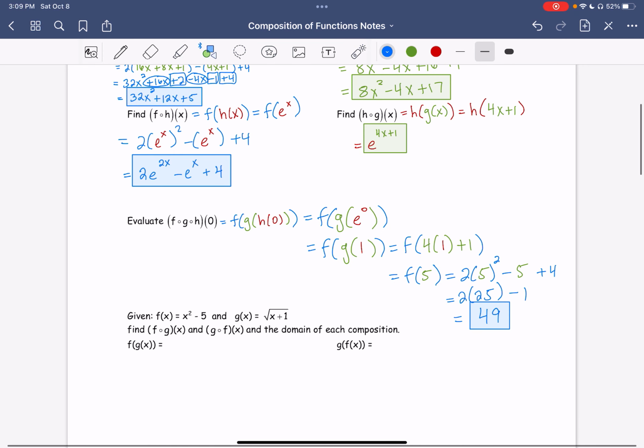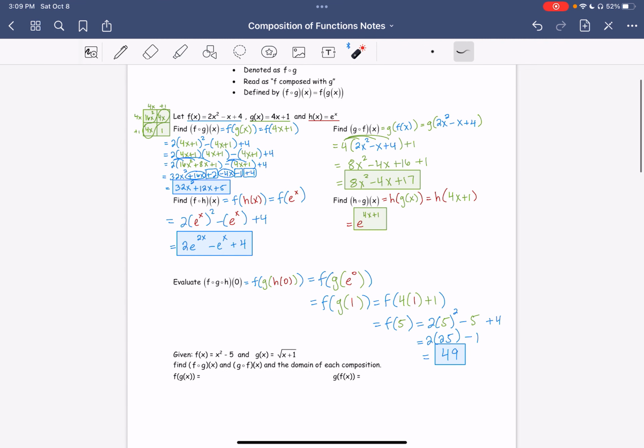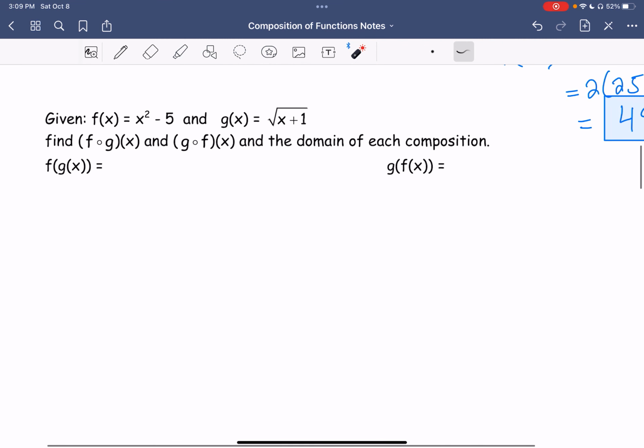Okay. So again, when you have a number that you're plugging in, you're going to end up with an answer that is a number as well. But if you're plugging in an x, you're going to end up with an equation. All right, let's try some more examples. So let's change f and g. So now f of x is x squared minus 5, and g of x is the square root of x plus 1. And they want us to find f of g of x and g of f of x.